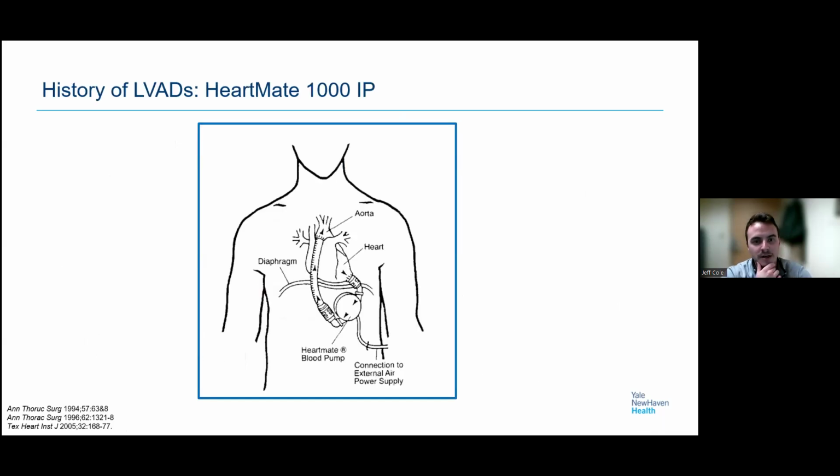I thought it would also be nice to go back through the history of LVADs, of where we started compared to where we are now. One of the first LVADs was the HeartMate 1000 IP. This LVAD actually had a low thromboembolic complication rate, despite minimal anticoagulation being used, which I find pretty interesting compared to what we do now for our LVADs, and it started to give consideration to using this for long-term therapy for our patients with advanced heart failure or advanced HFrEF. So that was the first LVAD that we had.